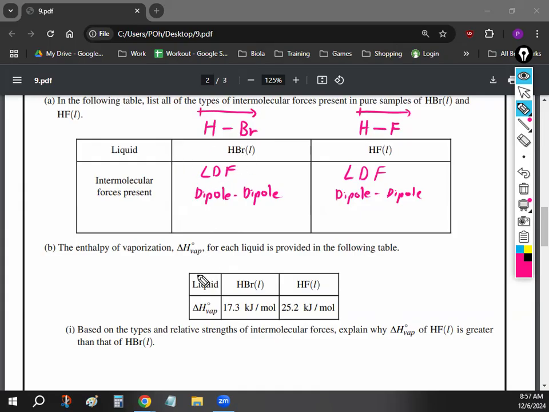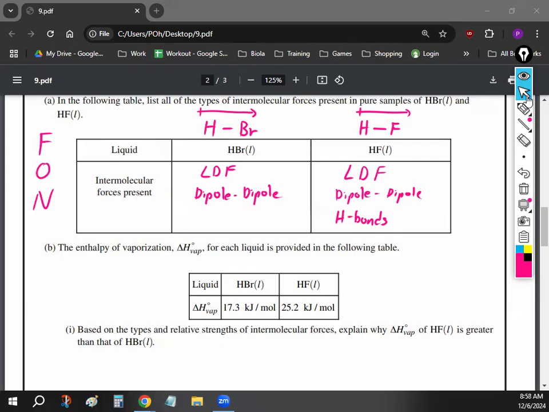So let's take a look at HBr. Does this have hydrogen bonding? No, it does not. And the reason why is that for hydrogen bonding, hydrogen has to be bonded, remember, to fluorine, oxygen, or nitrogen. Br is not one of these. So HBr does not have hydrogen bonding, but HF does have H bonding. Okay, so there you go. Those are the intermolecular forces present in the two compounds. Okay. All right, any questions about that one?